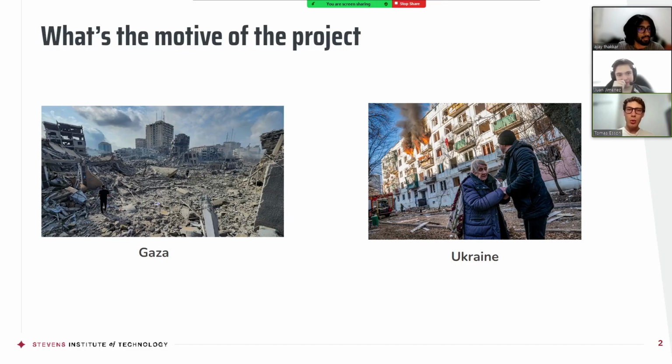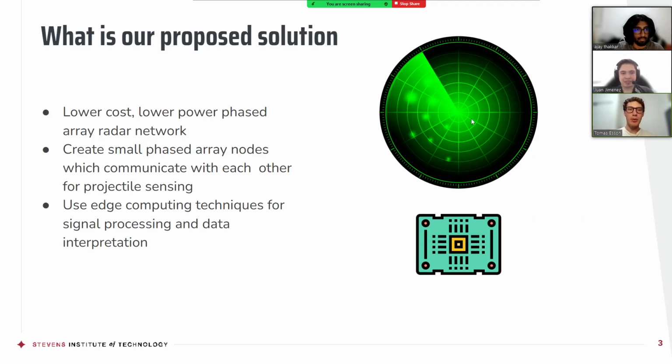Recent war zones have shown the urgent need for missile defense. Missiles, long range projectiles, and shelling are very prevalent in modern warfare and have disastrous effects on the populace. So our proposed solution is a distributed missile defense system: a low power phased array radar network that can detect high speed projectiles in real time, where edge computing occurs on each individual device that is then communicated and relayed over a distributed area.